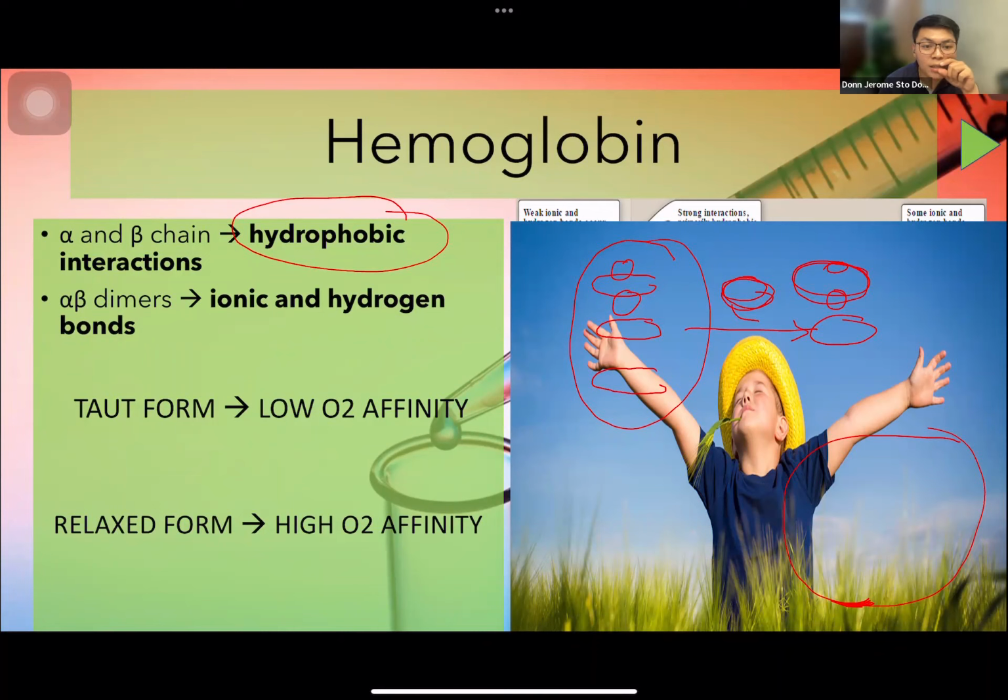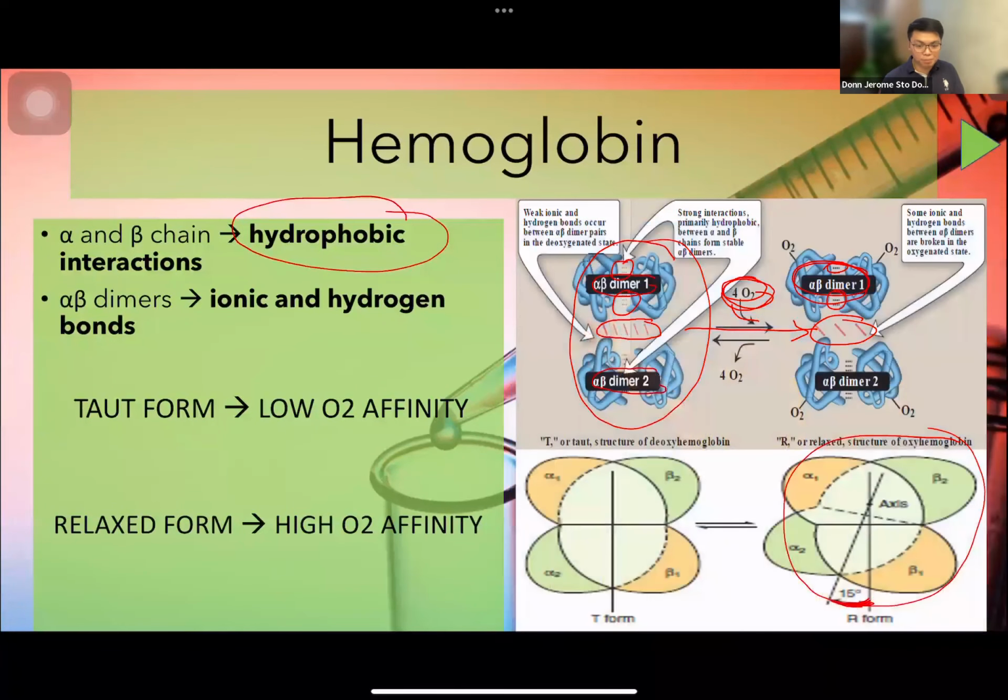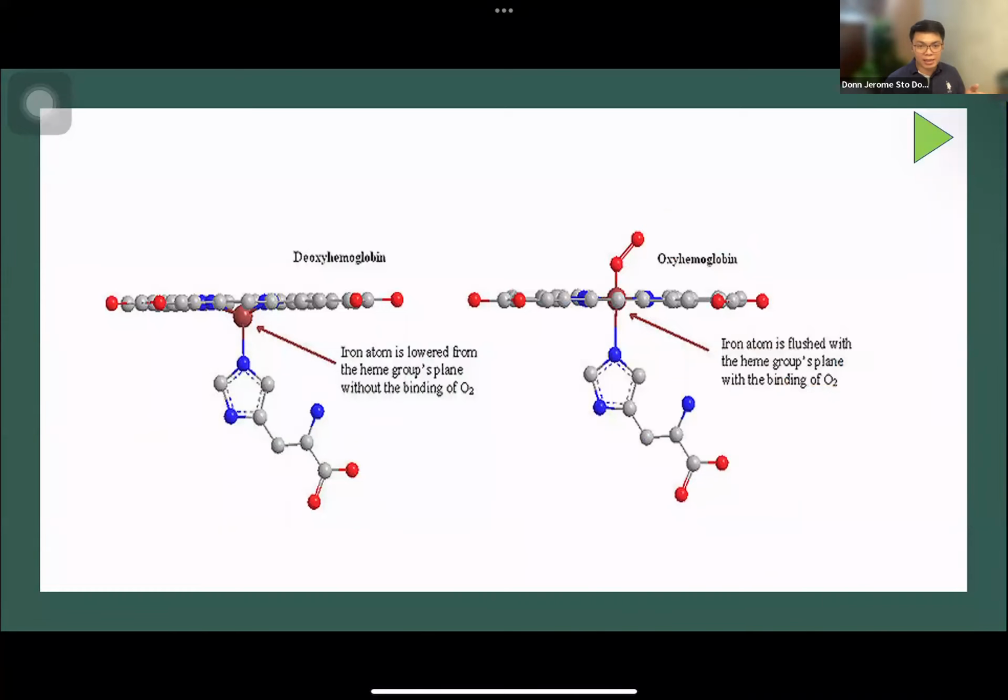Can you follow? Alright. So how does that happen? Imagine it like this. This is a heme group. How can you tell it's a heme? You know, it has iron at its center.